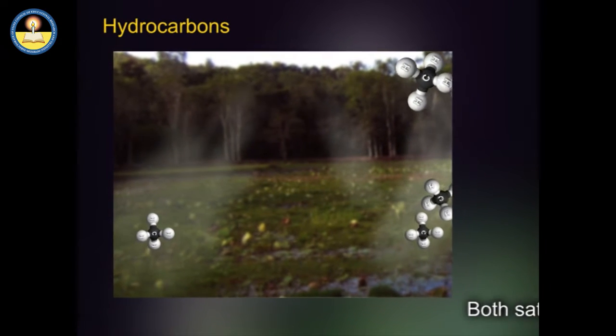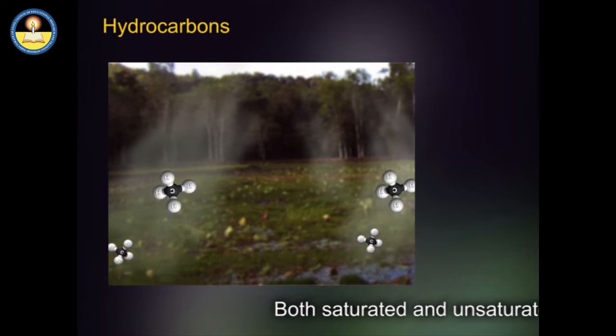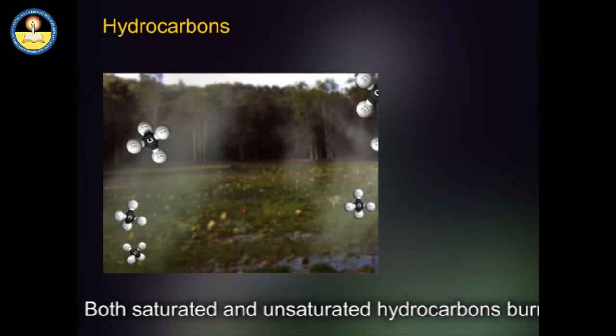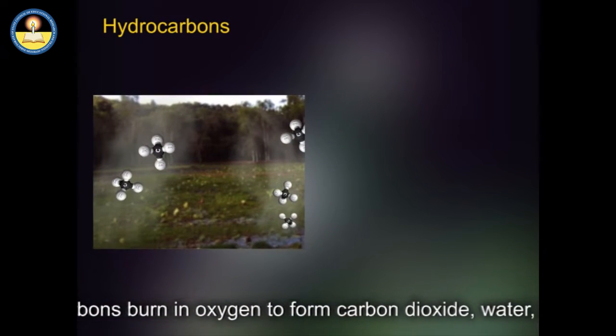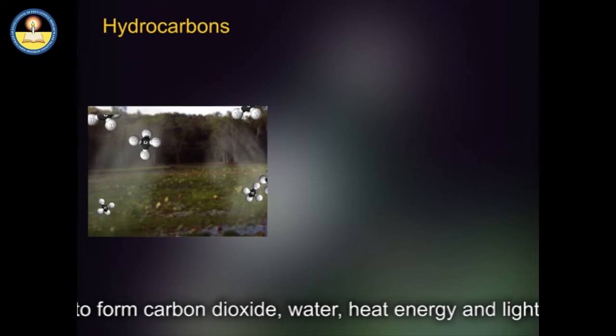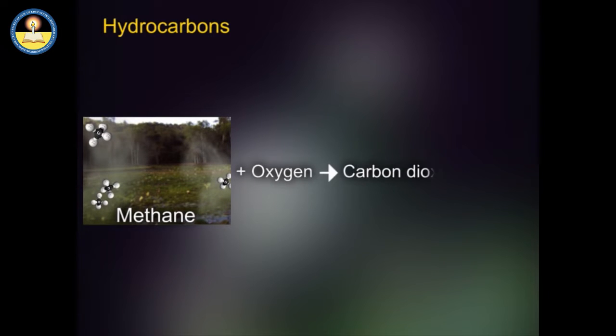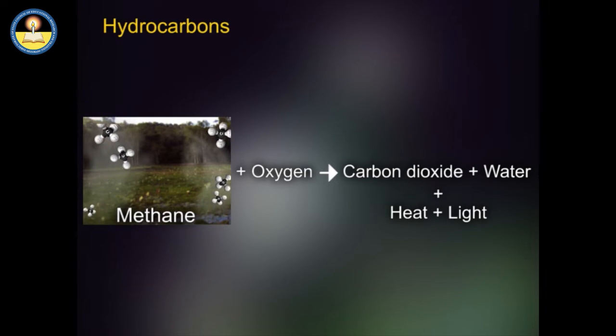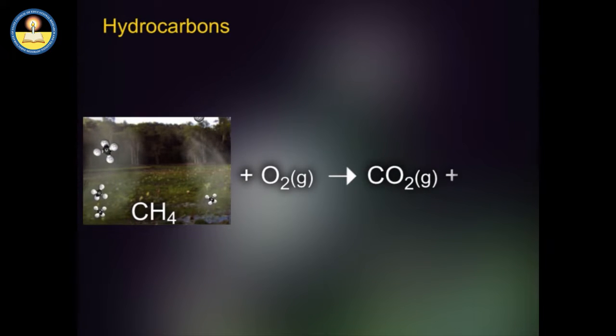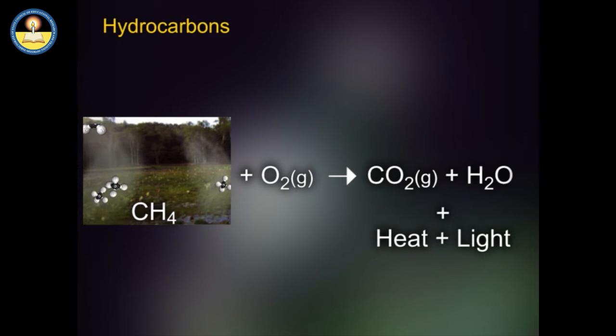Hydrocarbons. Both saturated and unsaturated hydrocarbons burn in oxygen to form carbon dioxide, water, heat energy and light energy. For example, methane burns in oxygen to form carbon dioxide, water, heat and light energy. CH4 reacts with O2 to give CO2 plus H2O plus heat and light.